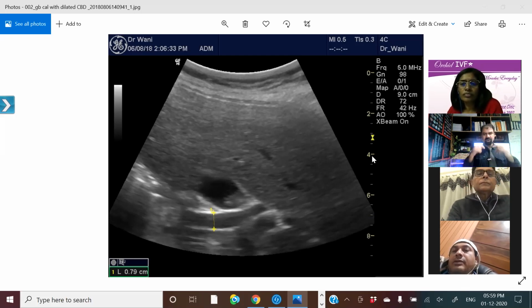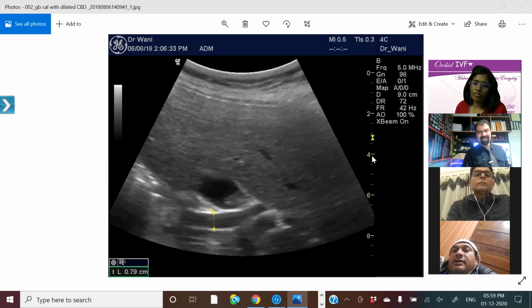Now, if somebody is thinking how much to keep the depth, this is the answer. I don't know. You know it better. Why? Because I don't know what you are scanning. And if you are scanning this CBD, now see, this is the CBD over here. If you are scanning this CBD, this is the appropriate depth. Because if I will decrease it more, then I will lose this CBD.